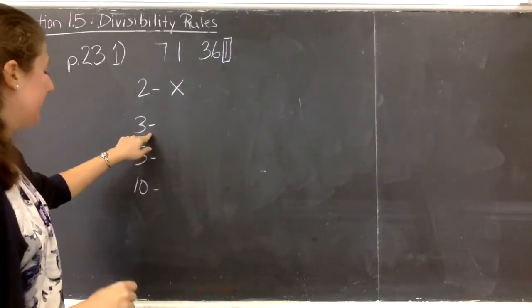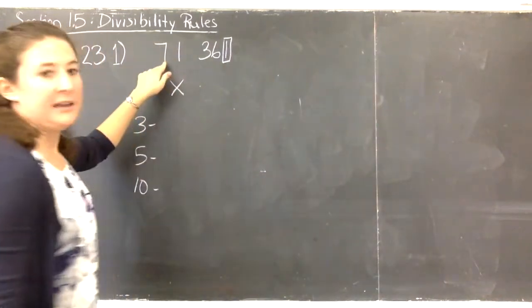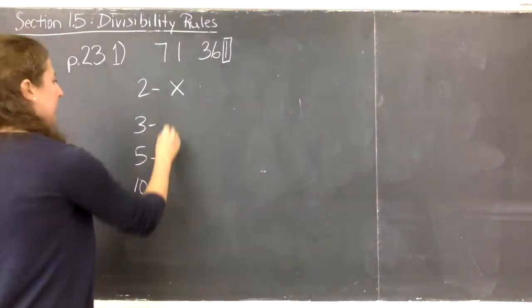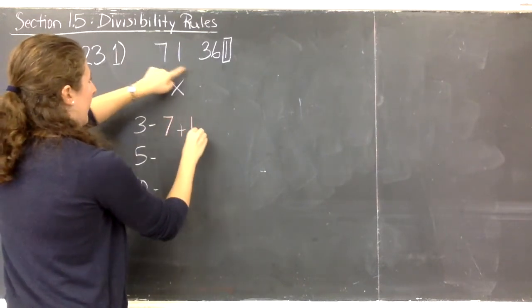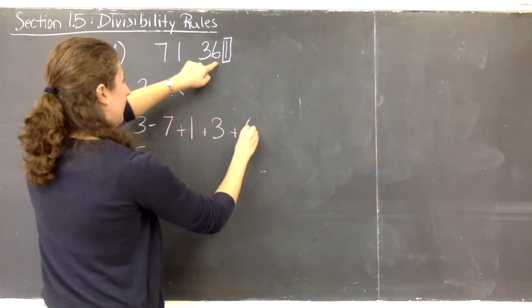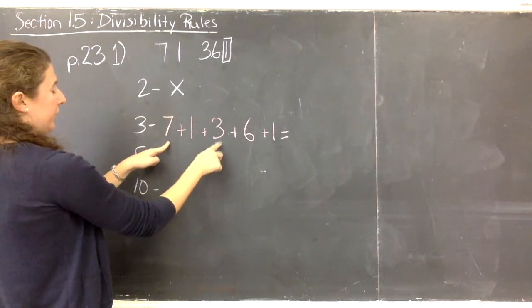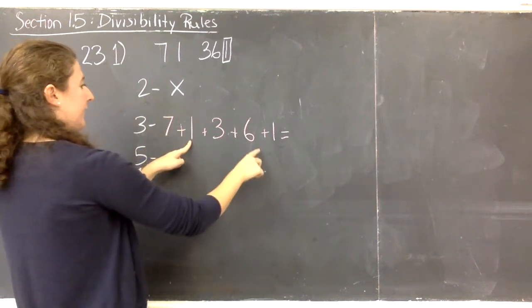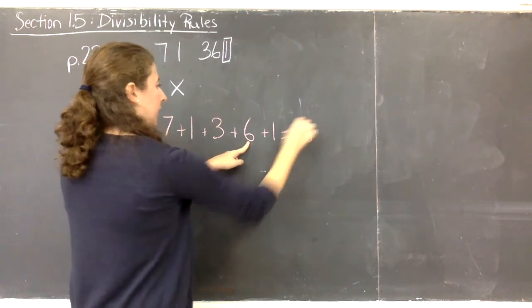What about by 3? I'm going to take each individual digit and add it together. So I'm going to do 7 plus 1 plus 3 plus 6 plus 1. 7 and 3 is 10, plus 1 is 11, plus 1 is 12, plus 6 is 18.